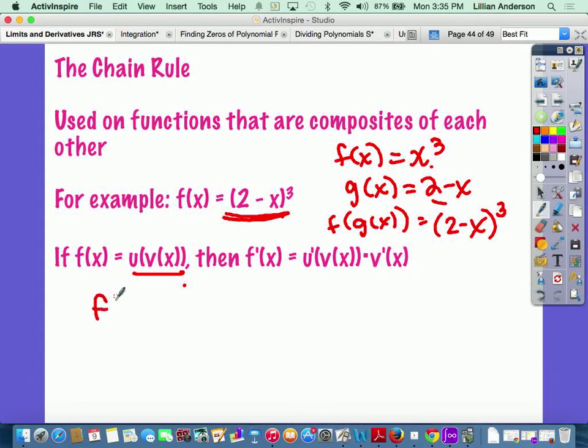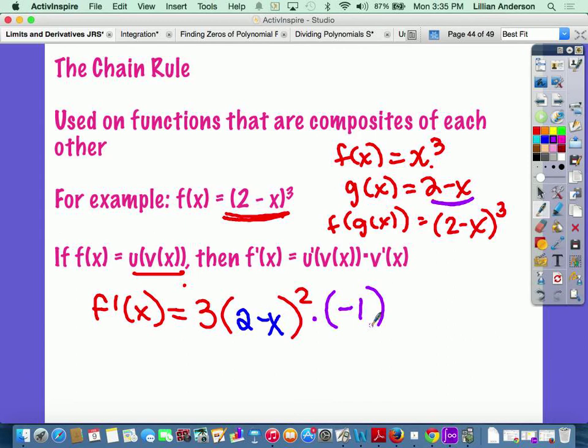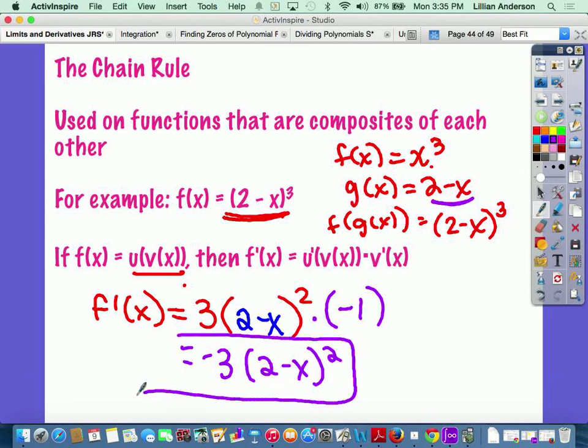So if we take this first example, the derivative of (2 minus x) cubed, you take the derivative of f of x, which would be 3x squared. But instead of writing in x, I'm going to write in exactly what I plugged in for x, which was 2 minus x. And now I multiply it by the derivative of g, which is just -1. Multiplying them together, I get -3 times (2 minus x) squared. And that is the derivative of that function.